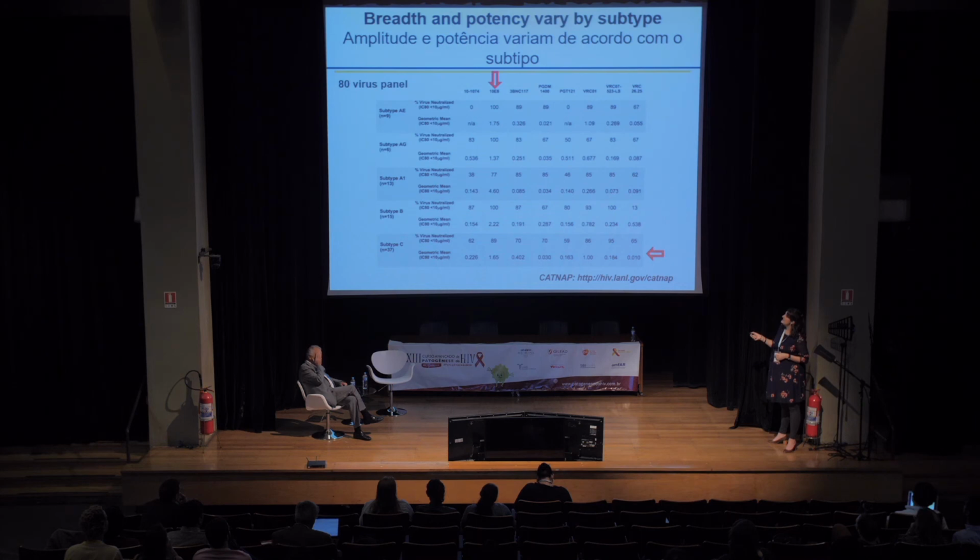First of all, this is a much smaller panel. This is data that was compiled by the Los Alamos database, which is just on the internet, of an 80 virus panel. And here I'm showing the percent of viruses neutralized by each antibody and the average potency for an IC80 of 10 micrograms per mil. The point is that if you look at percentages, 10E8 can neutralize a large percent of almost all these viruses despite the genetic subtype, but it's not very potent. It's usually at over 1 microgram per mil.